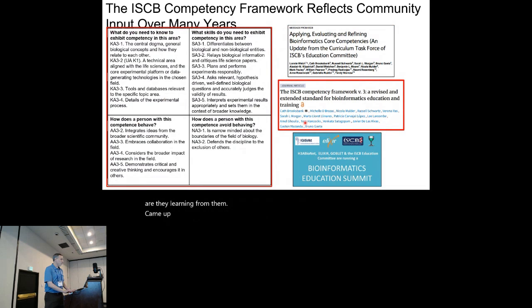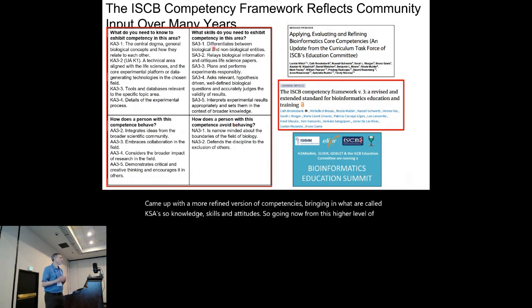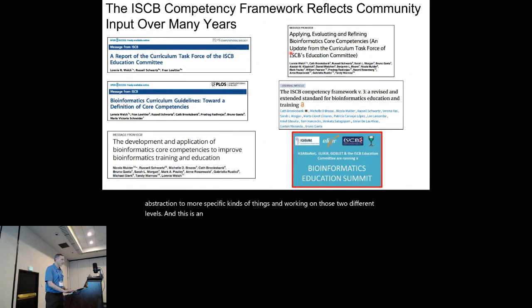We came up with a more refined version of competencies, bringing in what are called KSAs, so knowledge, skills, and attitudes. So going now from this higher level of abstraction to more specific kinds of things and working on those 2 different levels. And this is an ongoing set of work that is now happening to a large degree at what are called the Bioinformatics Education Summits, so annual meetings of people interested in education in this field.